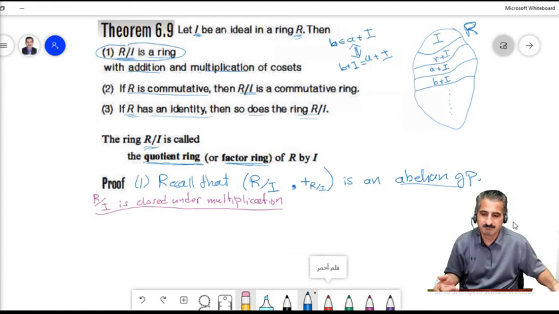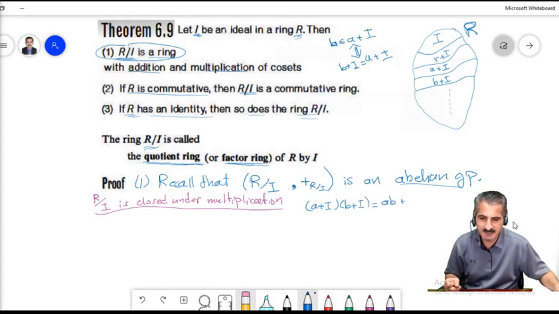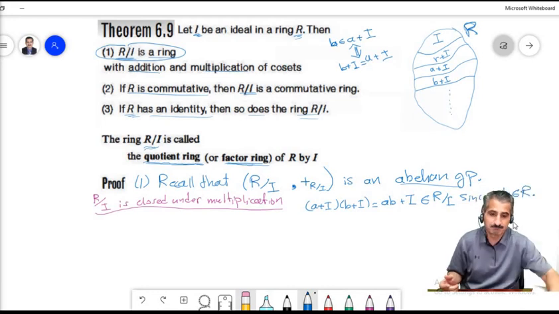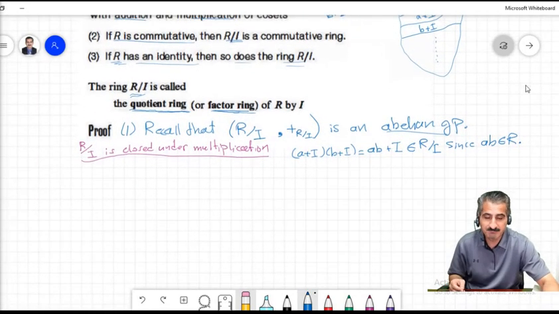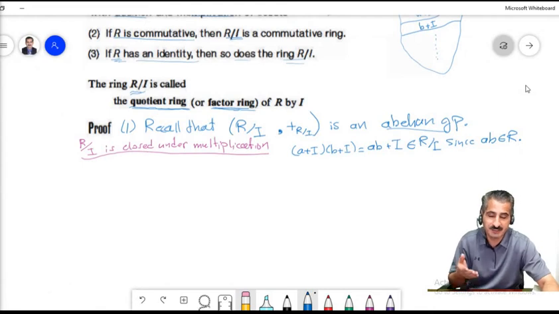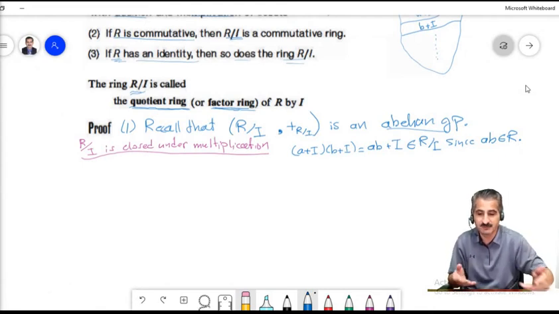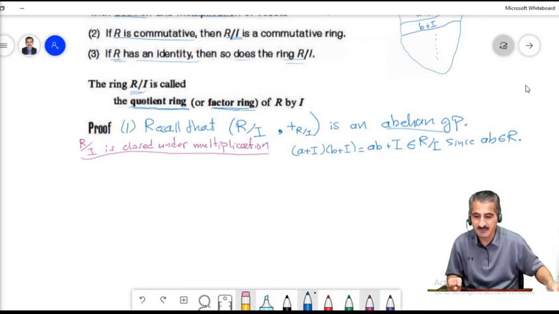Okay? But this is so direct. We know it's a plus I times b plus I. It is ab plus I. And that definitely belongs to R over I. Why? Because ab is from inside the ring R. Because R is a ring, it is closed under multiplication. Each of a, b comes from R. Okay, so that was direct.